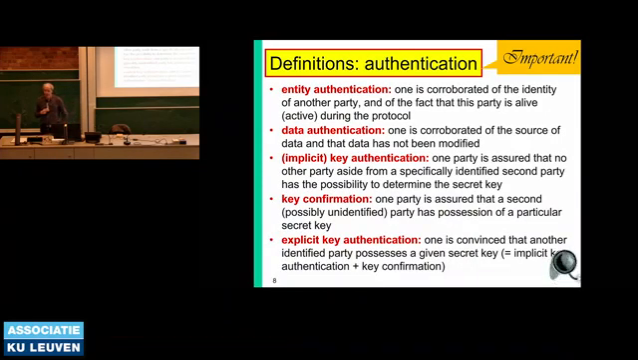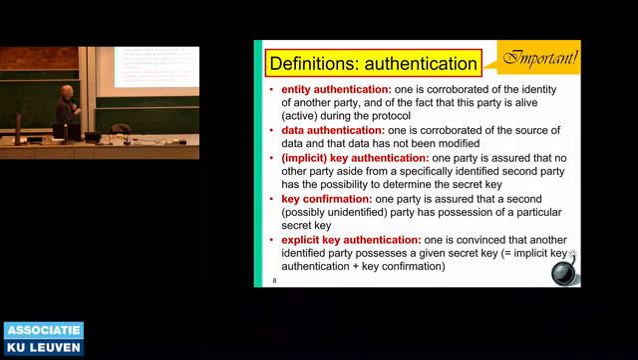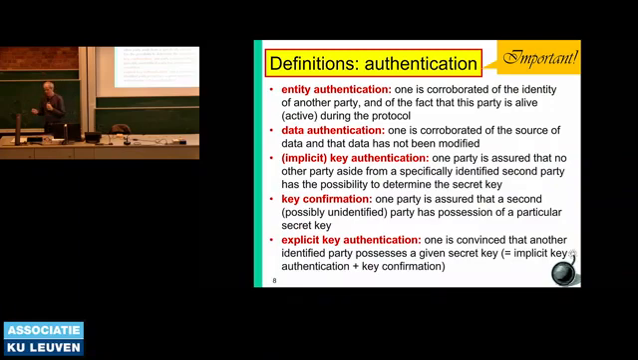So now we have a very boring slide, but it's a very important slide. It's all definitions, but we will need them. And the good news is that the first one we know already, entity authentication, that Alice is convinced of the identity of Bob, and the fact that Bob is alive and active during the protocol. The second one we also know already, data authentication. Then one is convinced of the source of the data, and that the data has not been modified. So this is data origin authentication and data integrity, these two aspects.